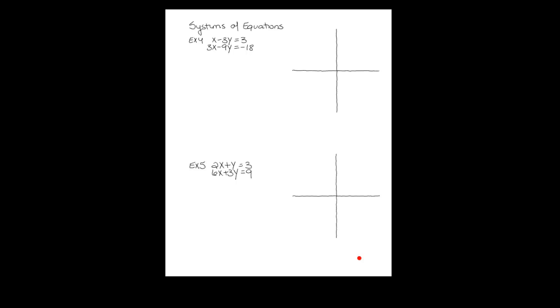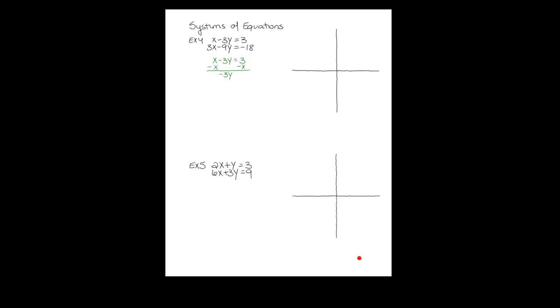All right, welcome back. In this next example, we have x minus 3y equals 3 and 3x minus 9y equals negative 18. And we're asked to solve this system of equations by graphing. So I'm going to start by rewriting both of these equations in slope-intercept form, beginning with x minus 3y equals 3, subtracting x from both sides.